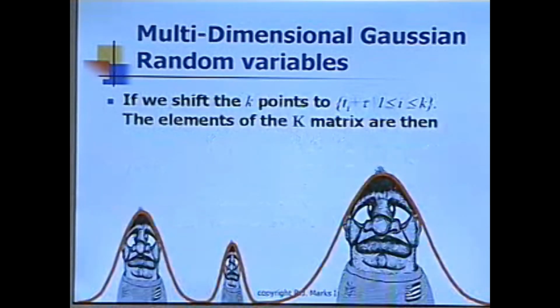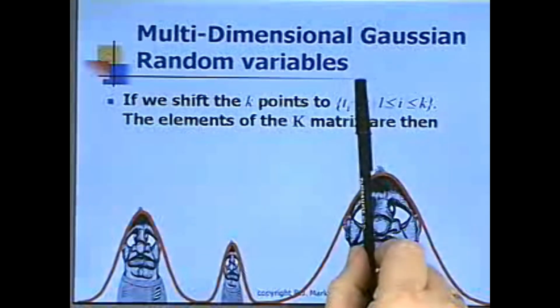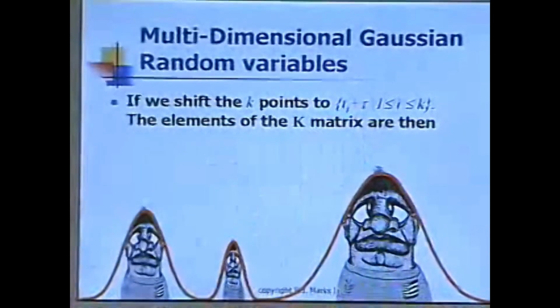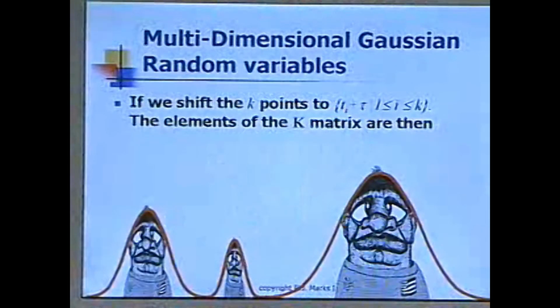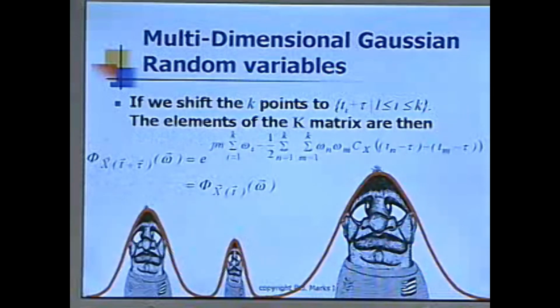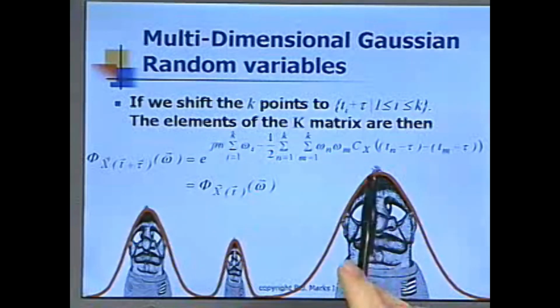So here's what we're going to do. We're going to shift the k points. Before they were just at ti. Now they're going to be at ti plus tau. We're going to shift all of those k points over by an interval of tau. If we do so, well, I don't know if you can see this. I hope you have the notes with you. But let me show you what happens.